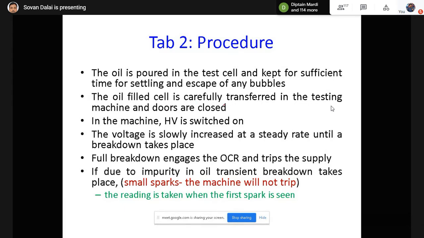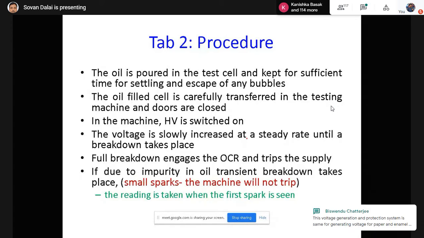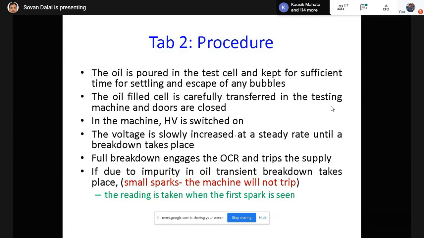The oil-filled cell is carefully transferred into the testing machine, and the doors are closed. When the doors are closed, the corresponding contact is closed in the machine. High voltage is switched on. Voltage is slowly increased, and mind that you have to maintain the voltage at a certain dV/dt rate, because the breakdown phenomenon of the oil is basically guided by the dV/dt rate. If all of you perform the experiment with the same experimental setup, but different people maintain different dV/dt rates, the readings will be different.